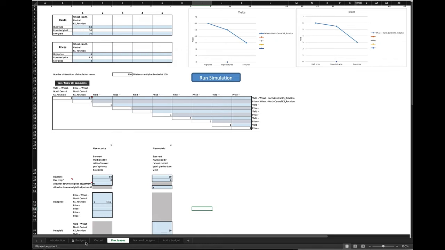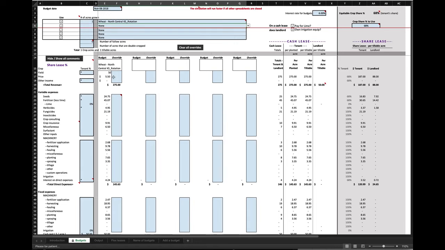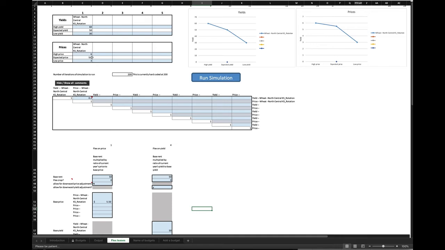So back in the budget, I had 50 bushel yield, you see here, and 5.50 price. And if I go back over here, you see those are kind of the defaults that show up here. So now what I need to do to get a range of what I might expect is enter what's the highest yield I could expect, what's the lowest yield I could expect, and the same thing with the prices, okay? And that defines my triangular distribution.